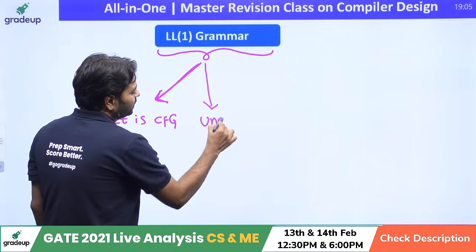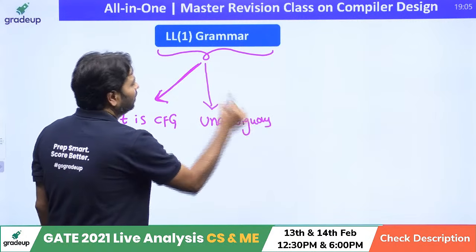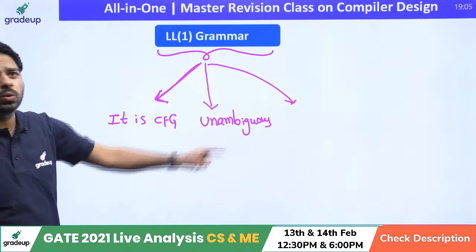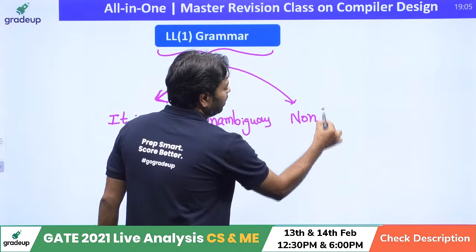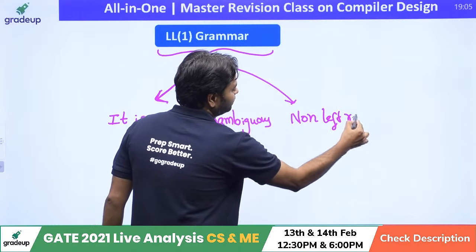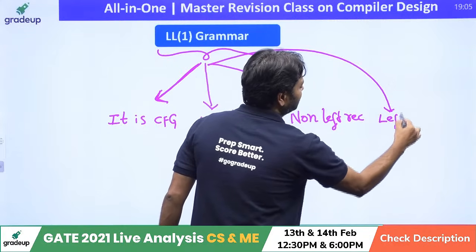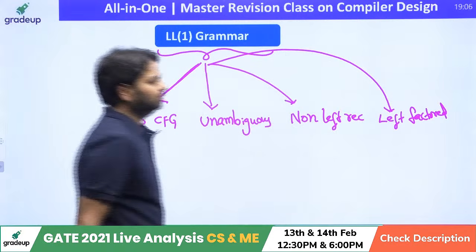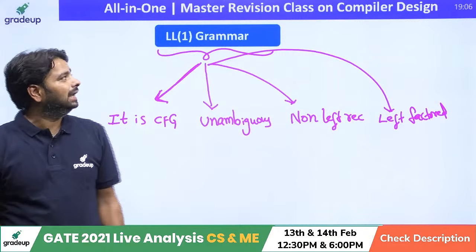And it is unambiguous. Any relevant grammar also should not have left recursion, so it is non-left recursive. And it should be left factored. So these are the 4 points you should remember about relevant grammar.